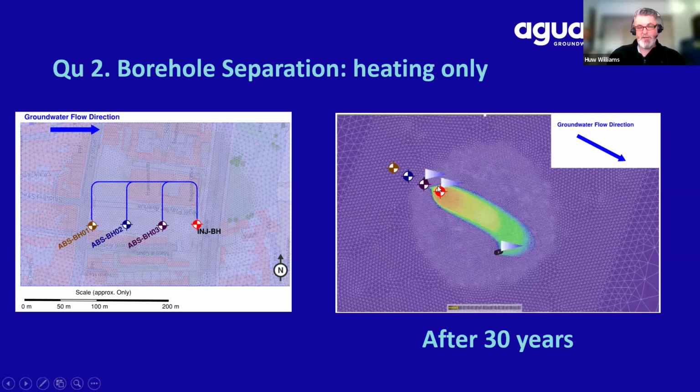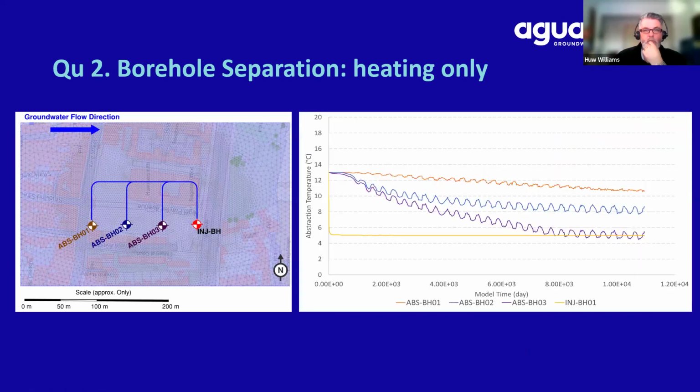You've seen here the plume of colder water going into the aquifer from an injection borehole, and here we've spaced 3 abstraction boreholes, approximately 50 meter increments from the injection borehole up hydraulic gradient. And to keep the example simple, we're having heating only. So we are only rejecting colder water into the aquifer all year round. What effect does this have?